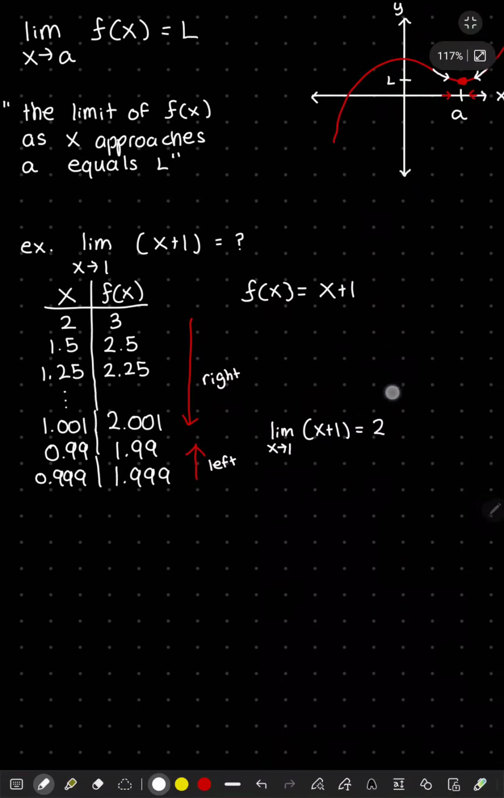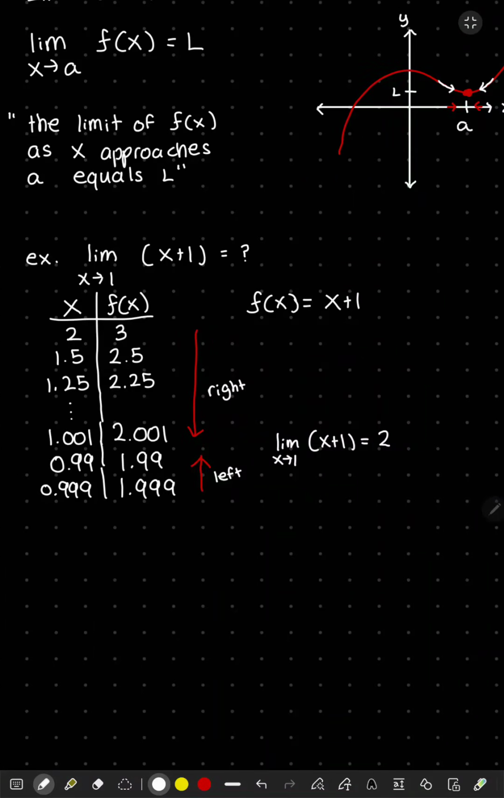This idea can even be simplified by not even showing a table, but it can be shown algebraically, where we can see that the limit as x approaches 1 of x plus 1 can be just written as the limit as x approaches 1 of 1 plus 1, which gives us 2, which lines up. So there are two ways that we can find limits: using a table and finding out values that are close to it, and at times algebraically.